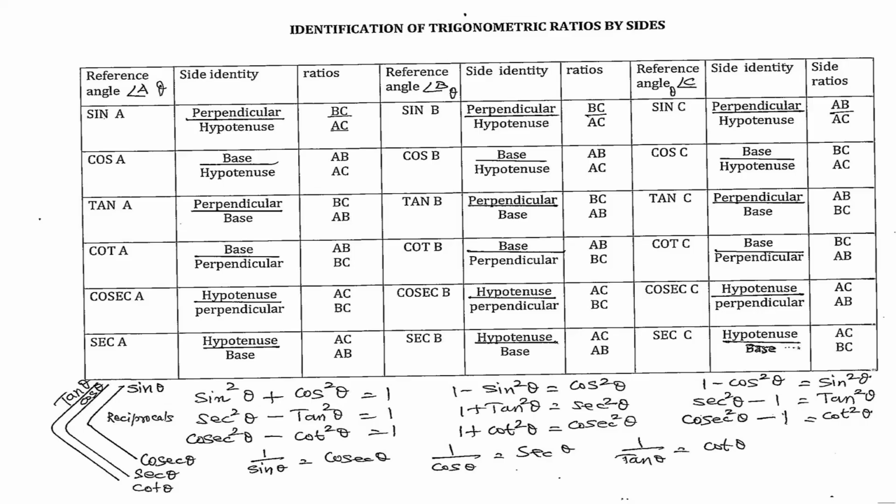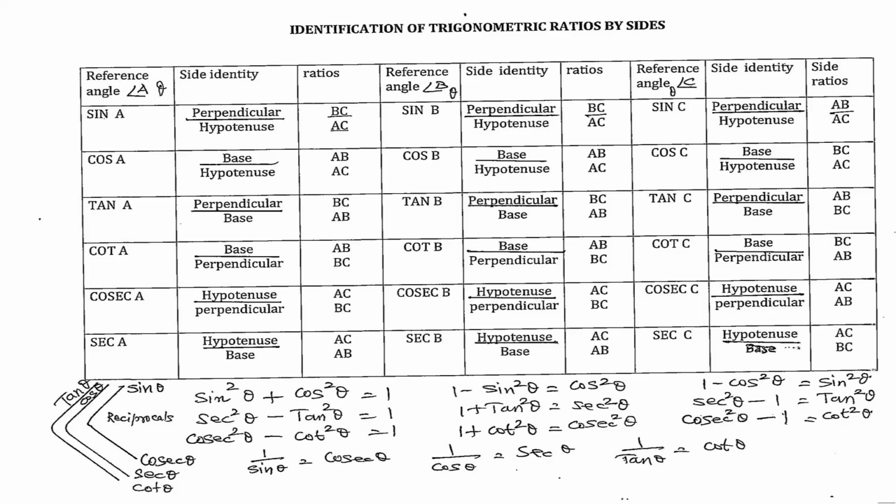Now the reciprocals of sin theta, cos theta, tan theta are given as 1 by sin theta is cosec theta, 1 by cos theta is sec theta, 1 by tan theta is cot theta. Then the equations are sin squared theta plus cos squared theta is equal to 1, and then the corollaries therein are 1 minus sin squared theta is equal to cos squared theta, 1 minus cos squared theta is equal to sin squared theta.